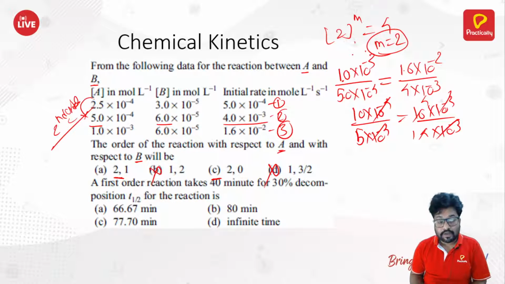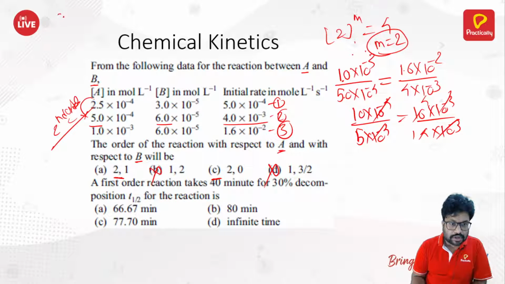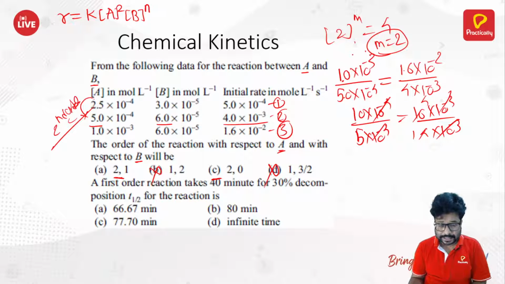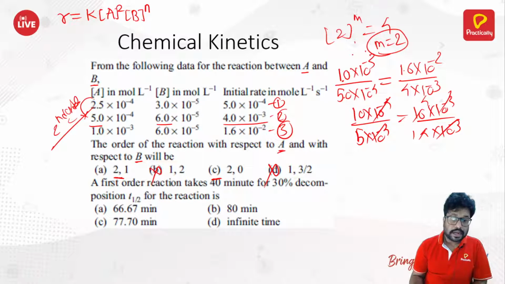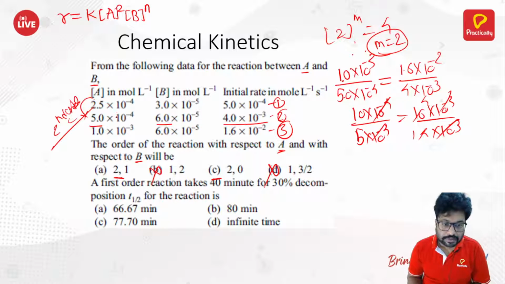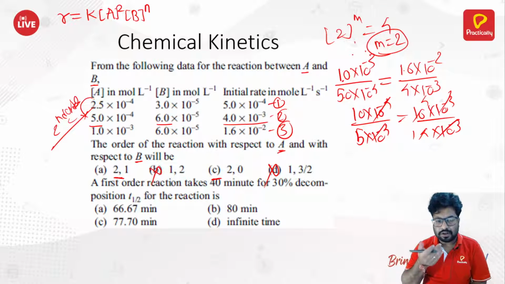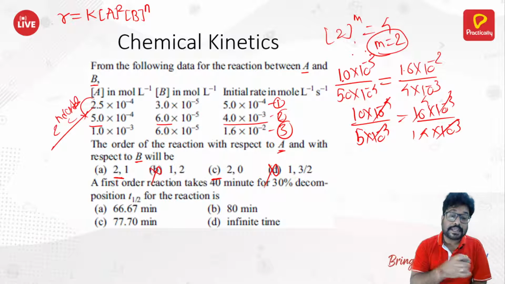Okay. Now let's see what happens with respect to B. Now we know that it is second order with respect to A. So we can write our equation, rate is equal to k[A] squared [B] raised to n. We don't know what n is. Again, to check it, what do we need to do? We need to take the ratio. Now there is no pair of equations where A is constant, but we don't need that now. We got that for A it is second order, so let's keep it and let's take B.